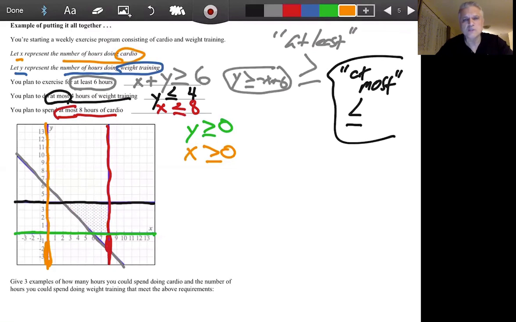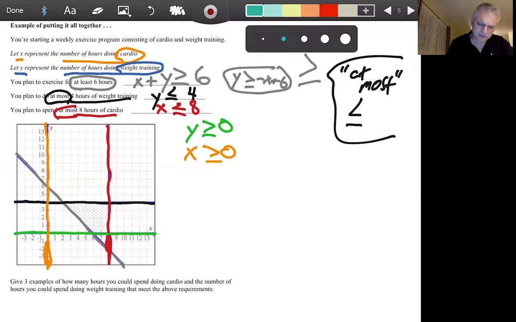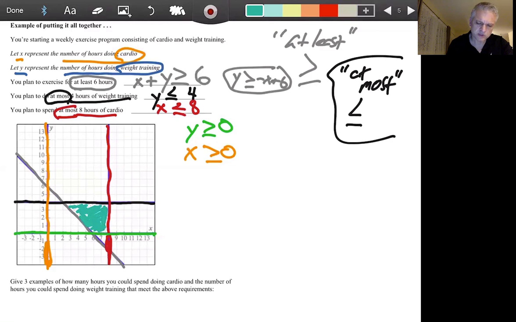Okay, so if you take all of the regions that were shaded, all the colors, the gray, the green, the black, the red, and the orange, then the only part that is shaded by everything is the little guy down there that happens to be shaded at the very beginning. Okay, that's why this is your solution.